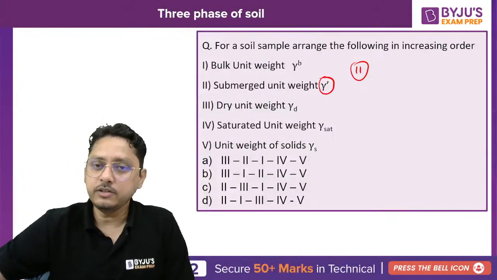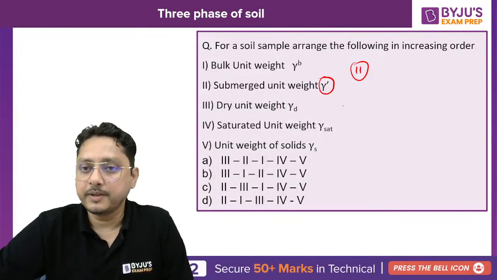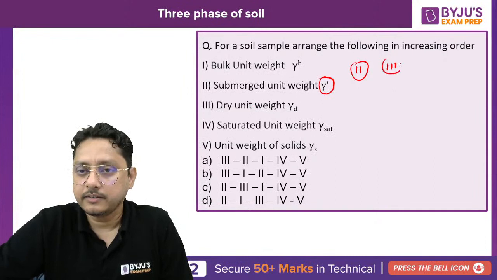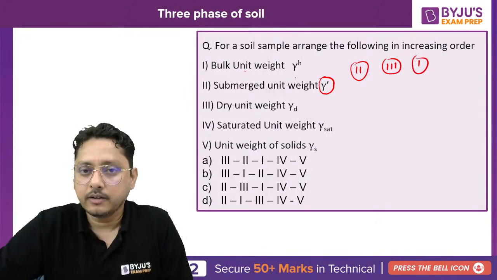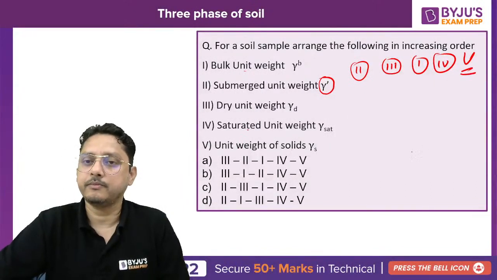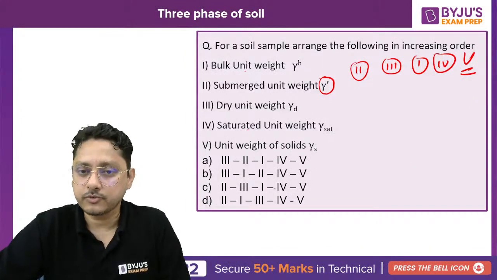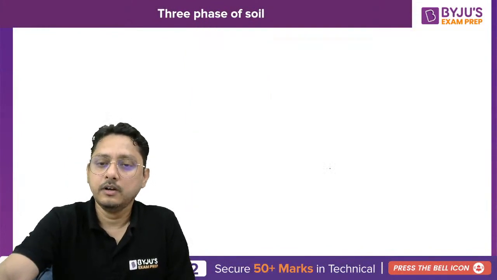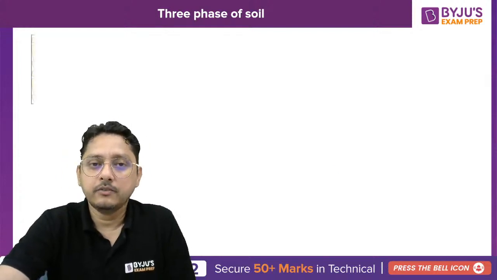So now it is easy for you to understand. The submerged will be the lowest one. After that you have the dry, that is third. Then after that you have the bulk, first one. Then after bulk you have the saturated, which is fourth. Then after that you have the unit weight of solid, which is the largest one. So the option will obviously be C. Now let us move to another one. A few definitions we'll see.